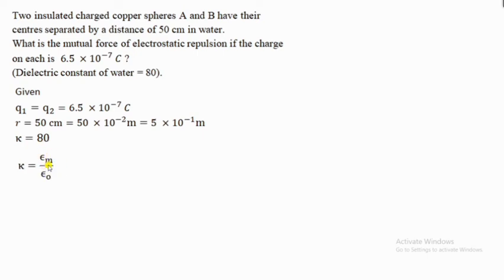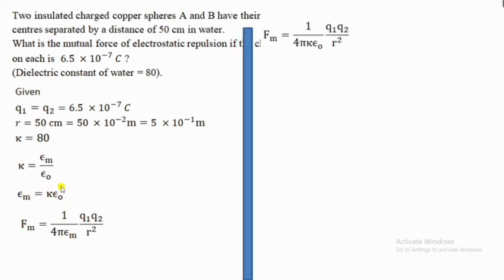K is equal to epsilon m by epsilon naught. So we need epsilon m. So epsilon m is dielectric constant into epsilon naught. So we know force between two charges when kept in medium, then we can write this expression. So out here instead of epsilon naught we are writing epsilon m for medium. Now for epsilon m I can write dielectric constant into epsilon naught. So now I'll take this out. Now this is k, 9 into 10 to the power 9.